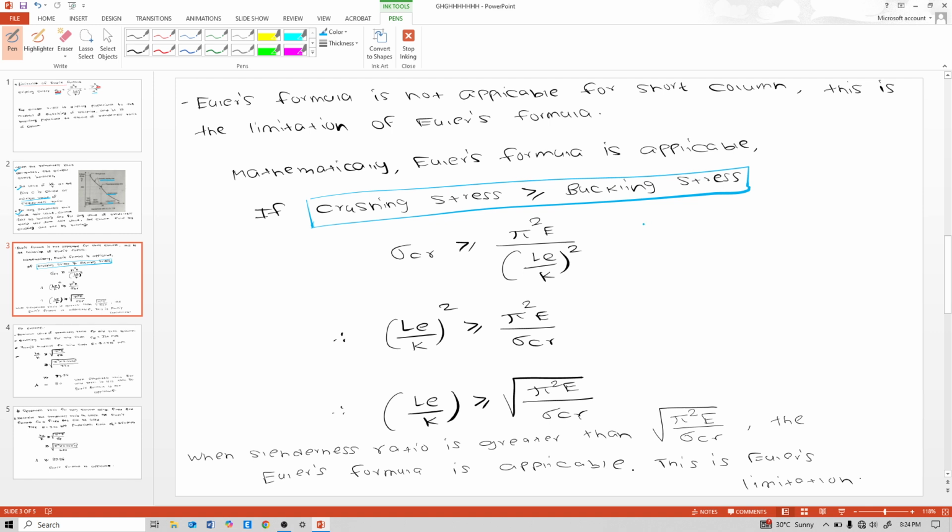Crushing stress: see why this is written as such, and understand the science behind that equation. Assume that this is a column, and this crushing stress is denoted as sigma CR. Crushing stress is nothing but the load upon area. So here it is load.